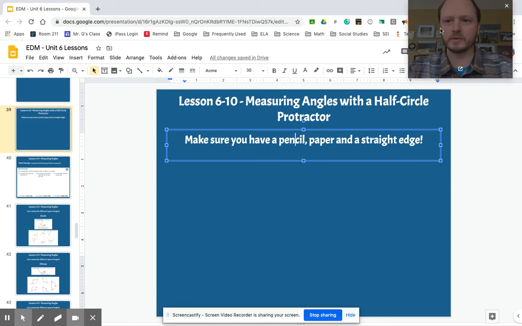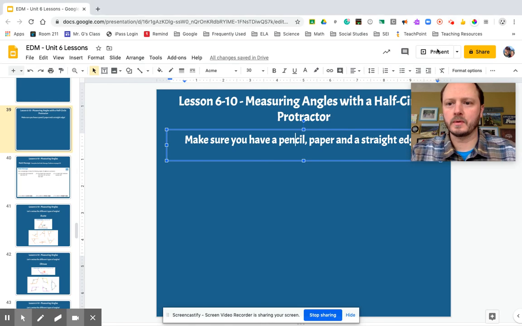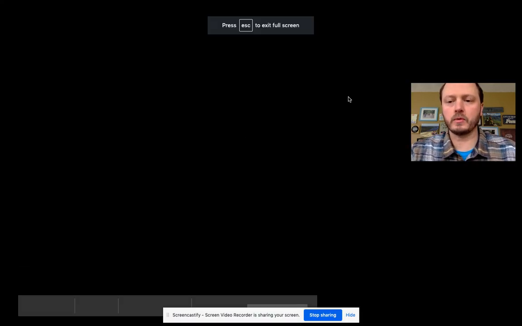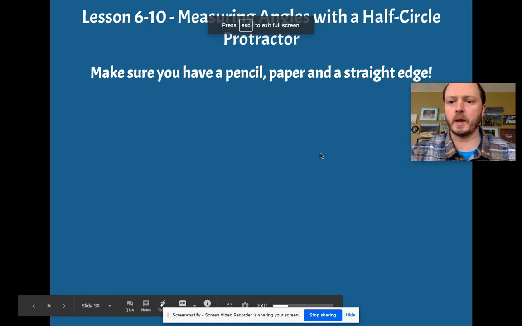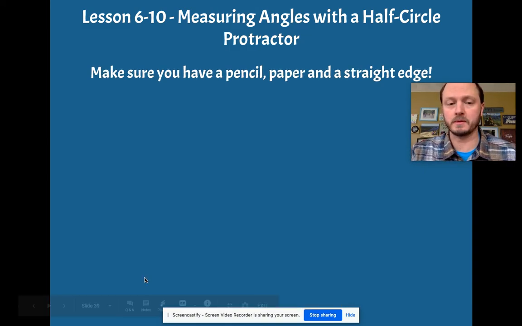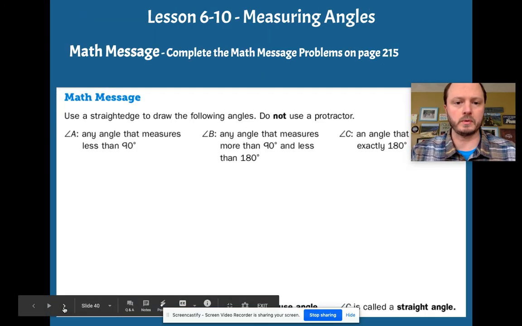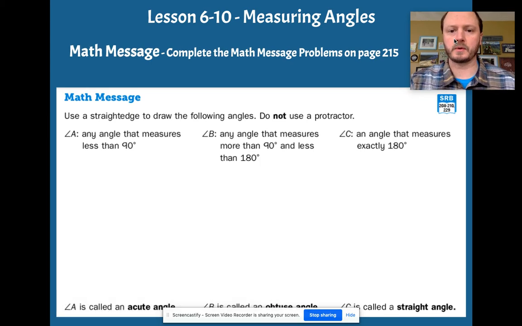We are going to first review some angles. The angles we are going to be using and measuring, we should be familiar with at least the categories of the different angles so that when we measure them, it makes sense what our measurements come out to be, right? So, for example, our first thing that we're going to be doing, and if we had our journals, it would be page 215.